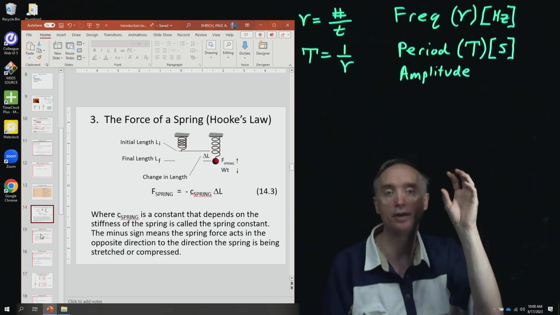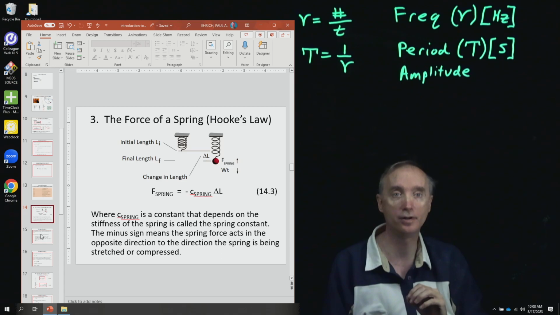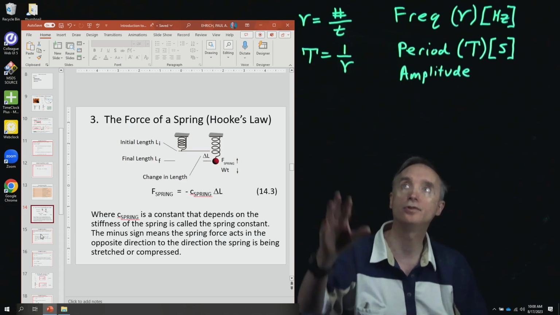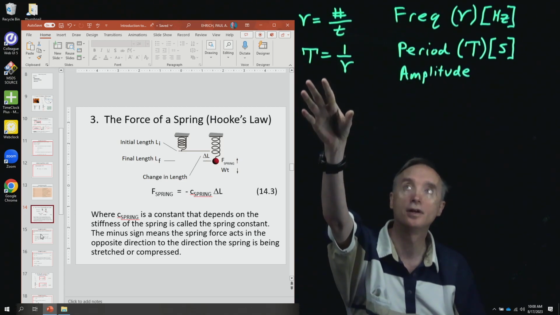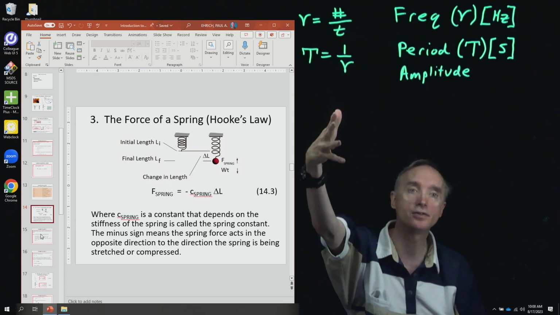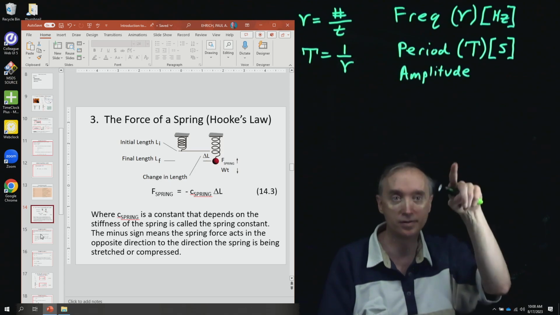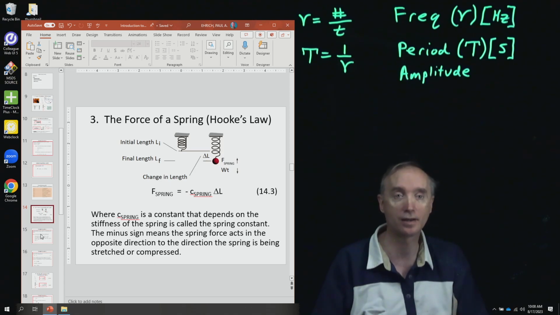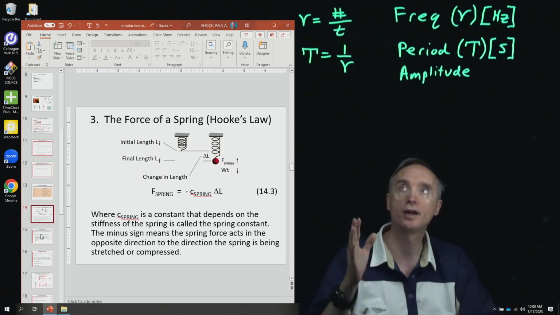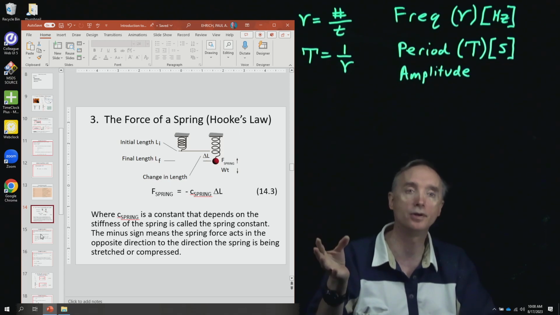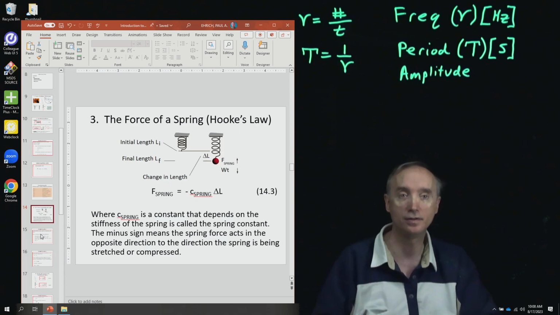You should now know what the amplitude of an oscillator is. And now we've introduced these two equations over here. The definition of frequency is the number of times that something oscillates per second. And then we also now know the definition of the period: it's 1 divided by the frequency.